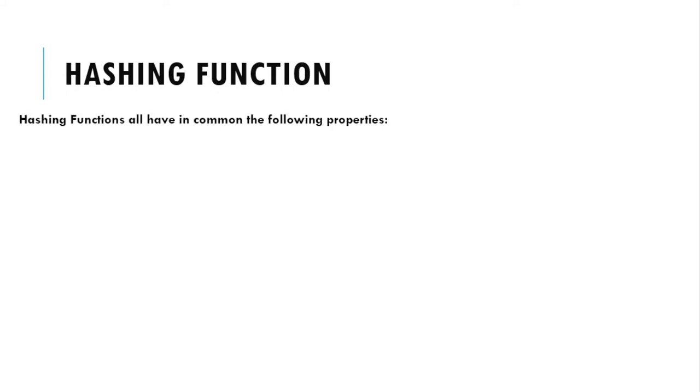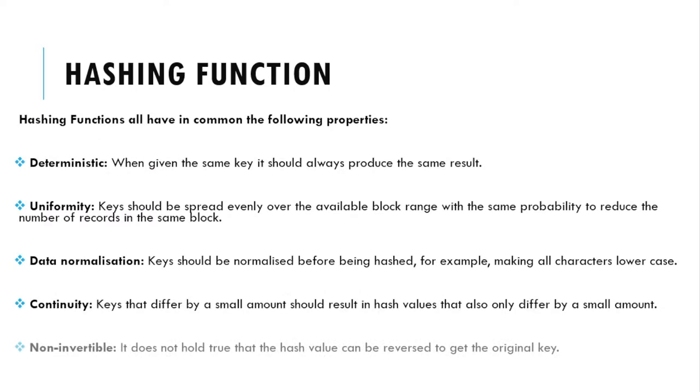Right. So when we're creating hashing, if you get asked a question on hashing functions, like how do you create one? What are the ingredients you put in there to actually build a good one? Well, these are the rules that we went through, remember? Deterministic, uniformity, data normalization, continuity, non-invertible. So remember, when given the same key, it should always produce the same result. If I put John in, it should always produce 3.